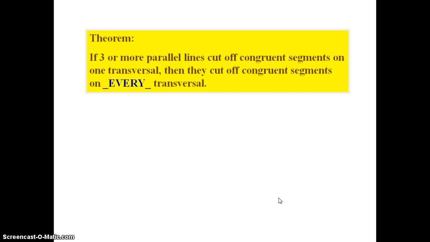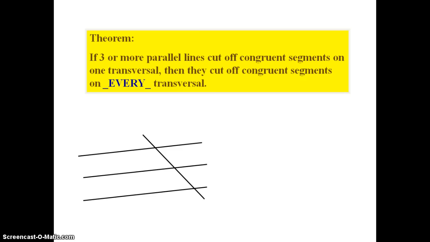Theorem. If three or more parallel lines cut off congruent segments on one transversal, then they cut off congruent segments on every transversal. So that's a mouthful. Let's look at a picture. If I have these three parallel lines and a transversal going through all three of them, say that the parallel lines are cutting this transversal into congruent pieces. That means that between these two parallel lines it's congruent and between these two it's congruent. Well, no matter what line I draw, it's going to be congruent.